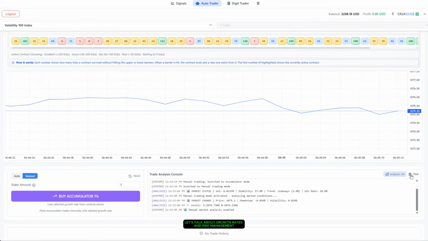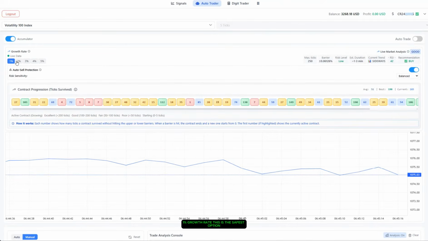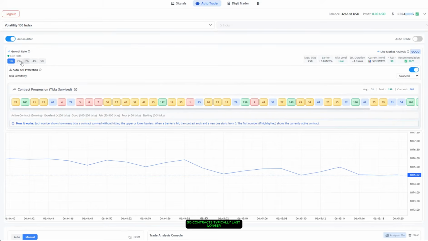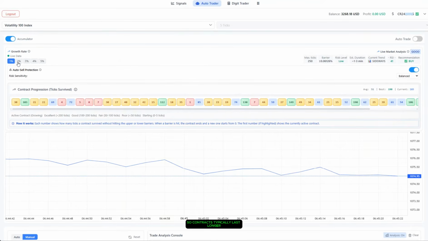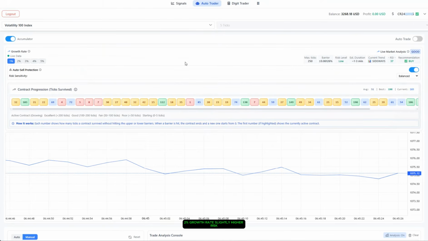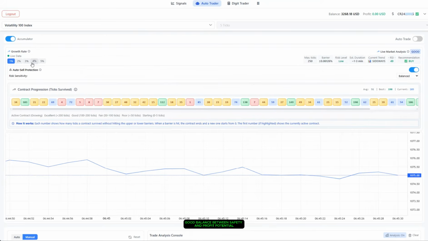Let's talk about growth rates and risk management because this is crucial for your success. 1% growth rate. This is the safest option. Lower growth means wider barriers, so contracts typically last longer. Perfect for beginners and steady profits. 2% growth rate, slightly higher risk but still very manageable. Good balance between safety and profit potential.